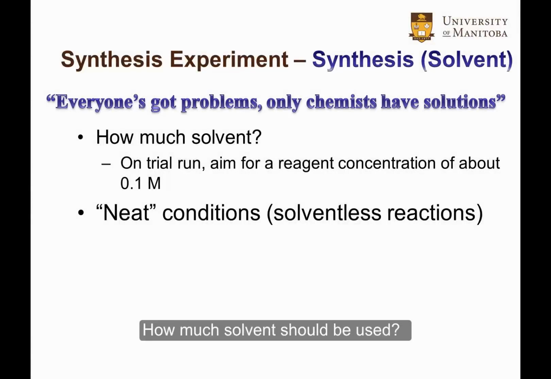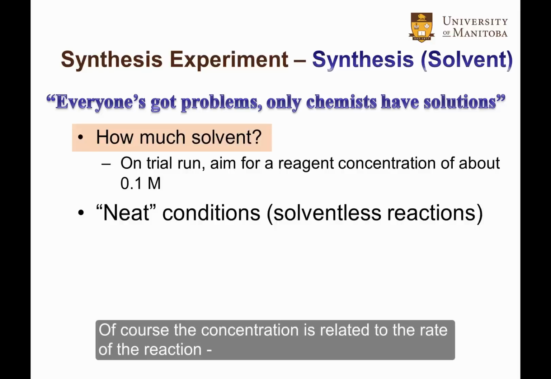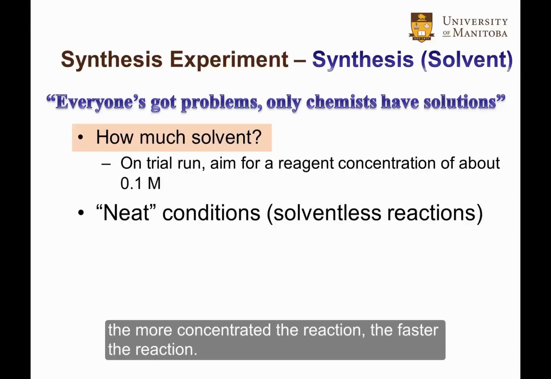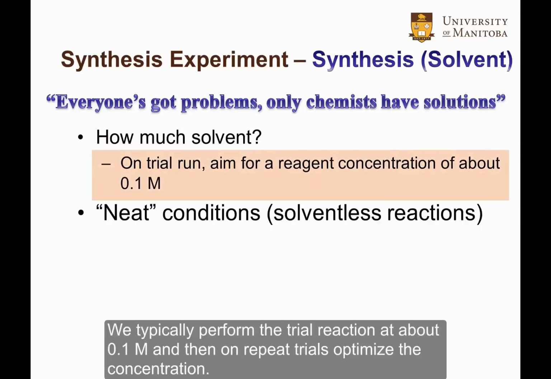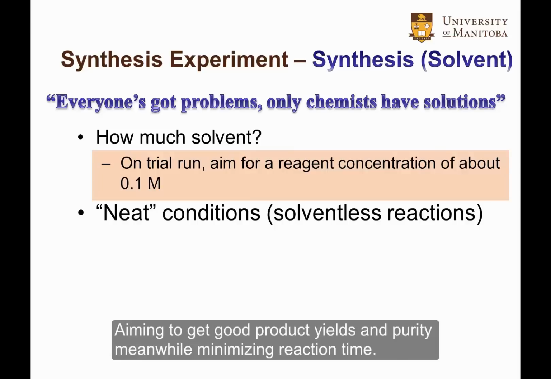How much solvent should be used? This is a question of what concentration the reaction would occur at. Of course, the concentration is related to the rate of the reaction. The more concentrated the reaction, the faster the reaction. We typically perform the trial reaction at about 0.1 molar, and then on repeat trials optimize the concentration. What do we mean by optimize? Aiming to get good product yields and purity while minimizing reaction time.